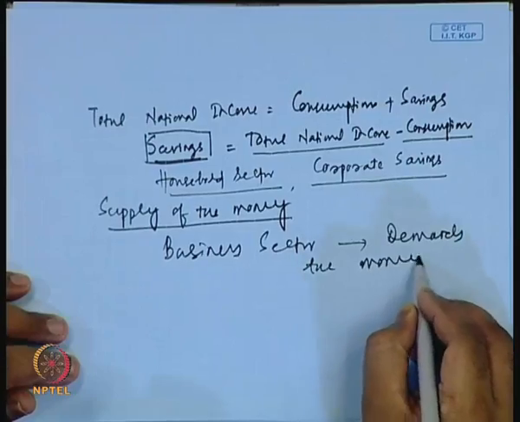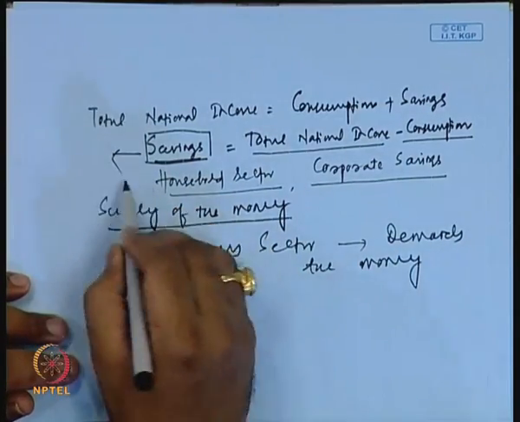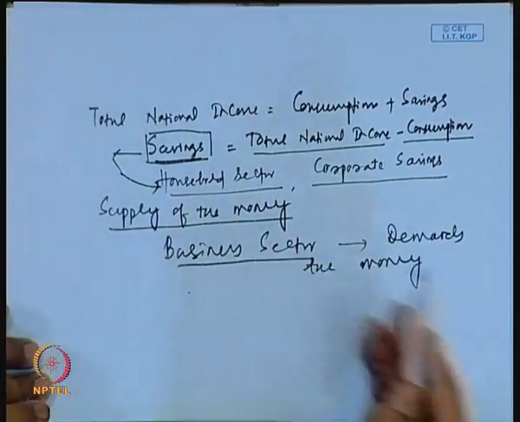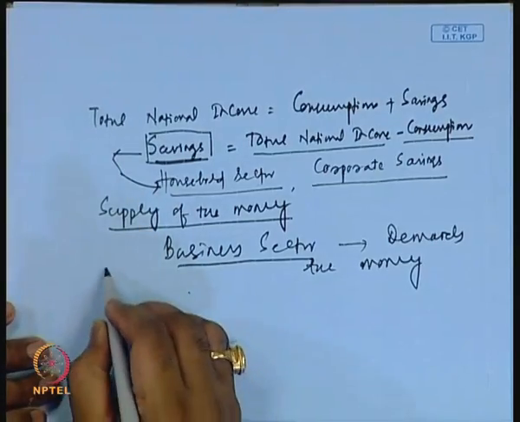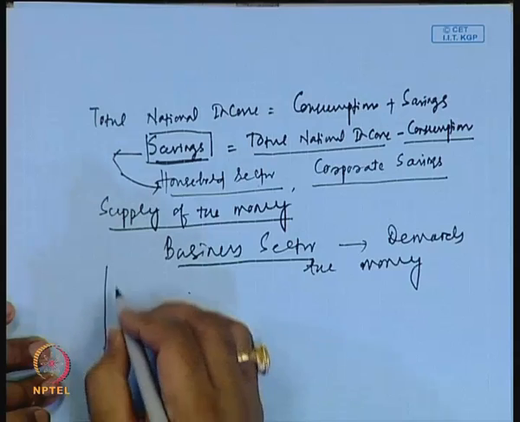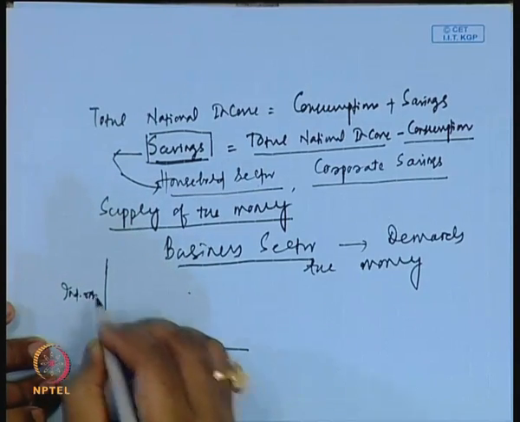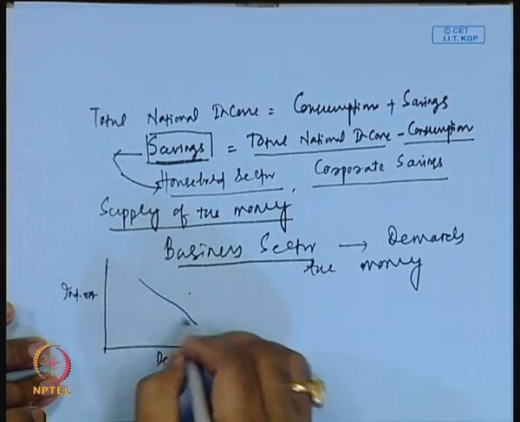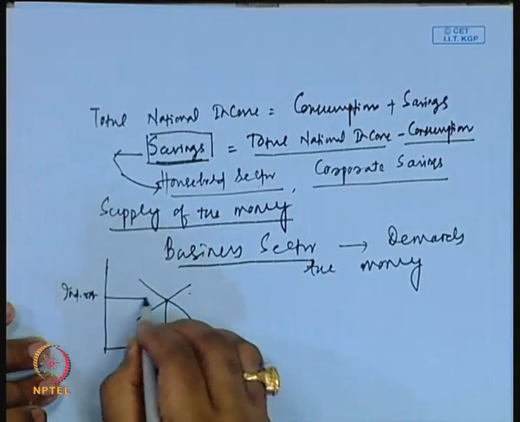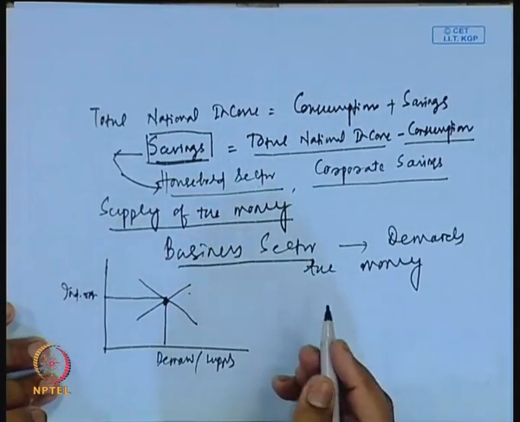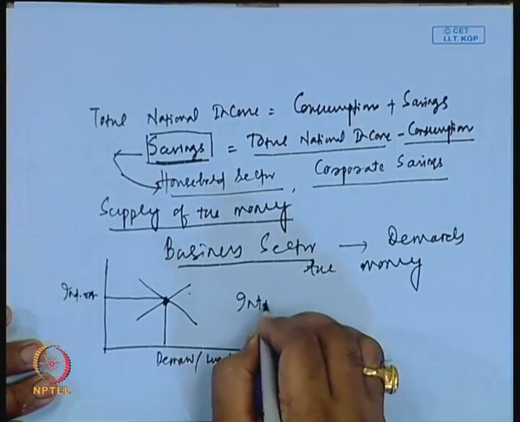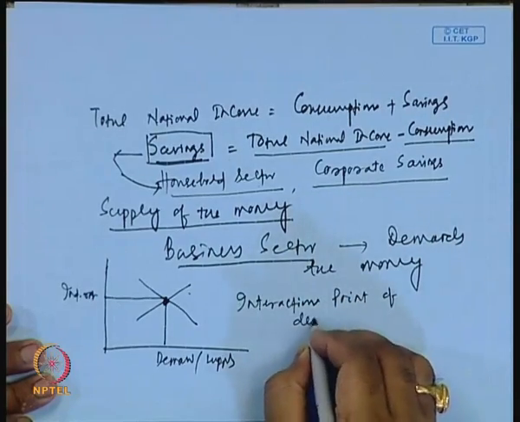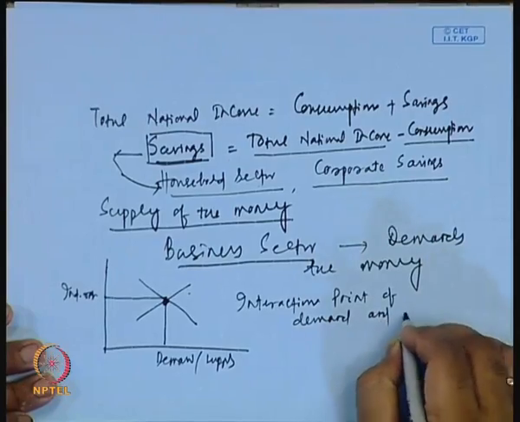So, what we can see is that the supply side comes majorly from the household sector, and the demand side comes from the business sector. Once this demand and supply interaction takes place, if you talk about this as your interest rate and this as your demand and supply, then the interest rate can be determined like this. The equilibrium point can be established at the interaction point of demand and supply.